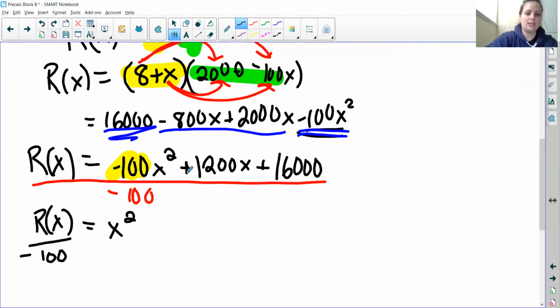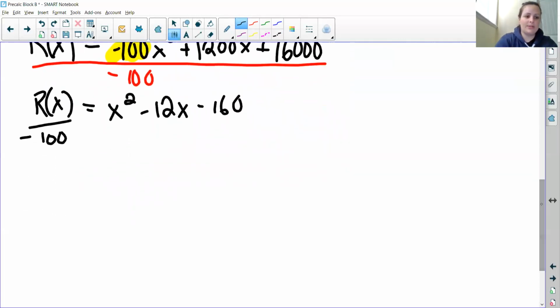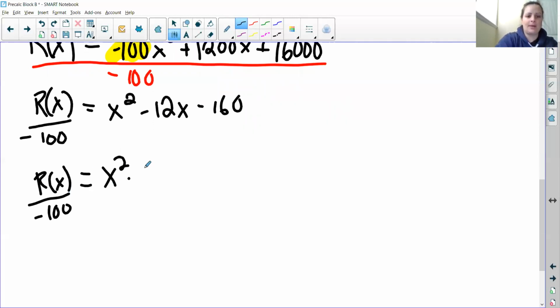Positive 1200 divided by negative 100 is negative 12x. And 16,000 divided by negative 100 is negative 160. Okay. So now I need to complete the square. So we're just going to have r of x, which is function notation, not r times x, over that negative 100, just kind of sit out there for a wee bit. X squared minus 12x.